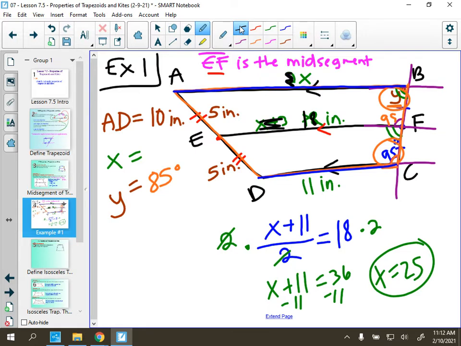Hey, 25. We went down 7 to get this way. I bet you, if I'm going to average, if this is right in the middle, I've got to go up 7 to get that way, so 25. So long story short there, x equals 25. I think we're okay.